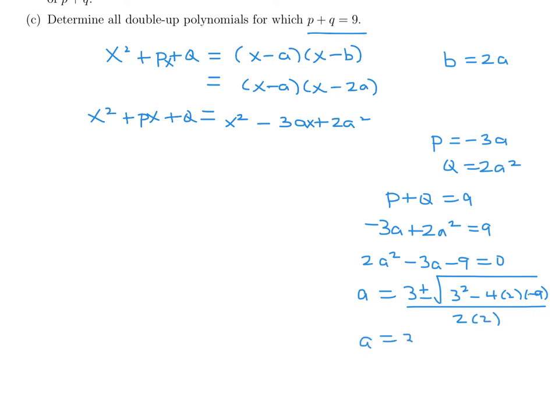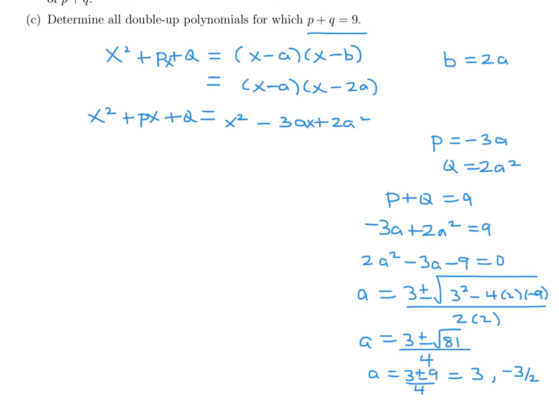So that's going to be a is 3 plus or minus the square root of 9 plus 4 times 2 times 9, which is 8 times 9, 72. So 72 plus 9, that's 81, all over 4. So that's going to be 3 plus or minus 9 over 4. So that looks like 12 over 4, which is 3, or minus 3 over 2. Okay. And what do they want me to figure out? Determine the polynomial. Okay.